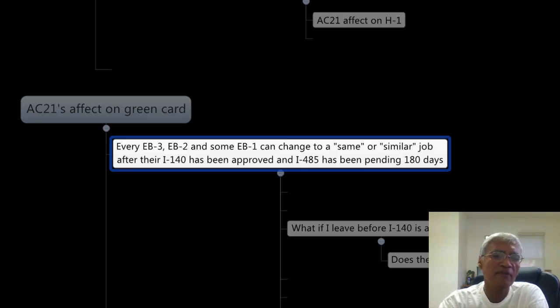Okay. AC21's effect on green card. First of all, what AC21 says is that every EB3, EB2, and some EB1 holders can change to a same or similar job as described in their green card. So whatever job was described in their green card, you can change to a same or similar job with any employer anywhere in USA. You are not geographically restricted. If your green card was filed for Colorado, you could move to California or Washington, D.C. That's perfectly okay. What is required is that the jobs be same or similar, your I-140 has been approved, and your 485 has been pending for 180 days.